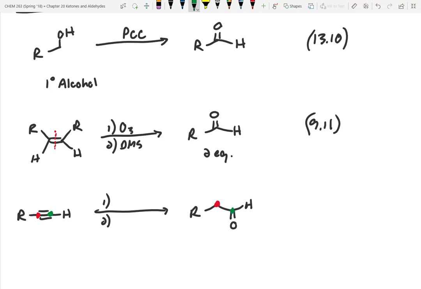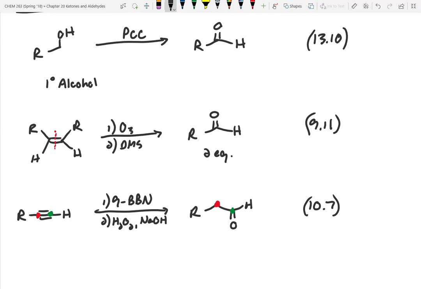Looks like we're doing anti-Markovnikov chemistry, right? It's going to the less substituted side. What reagents do we use to do anti-Markovnikov hydration for alkynes? It's 9-BBN. That was step 1, and then hydrogen peroxide and sodium hydroxide for step 2. And this was section 10.7 in your textbook.